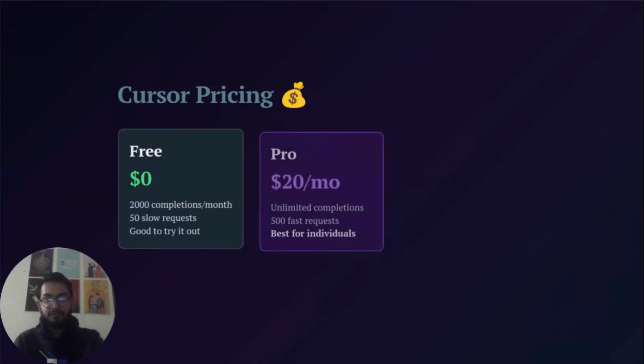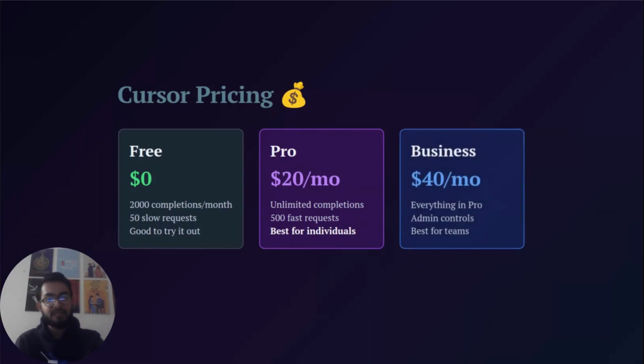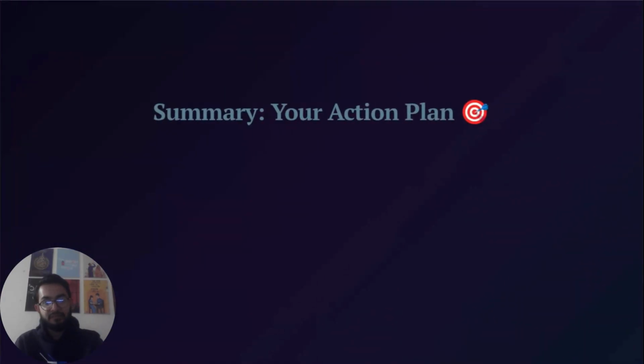Well, now I'll show you the Cursor pricing. The free plan has 2000 completions per month and 50 slow requests. You can have a try with the free version, but the Pro version is also good for individuals. I mean, unlimited completions and 500 fast requests, best for individuals. But if you are running a business, then you can take their Business plan. So Pro pays for itself in the first week.